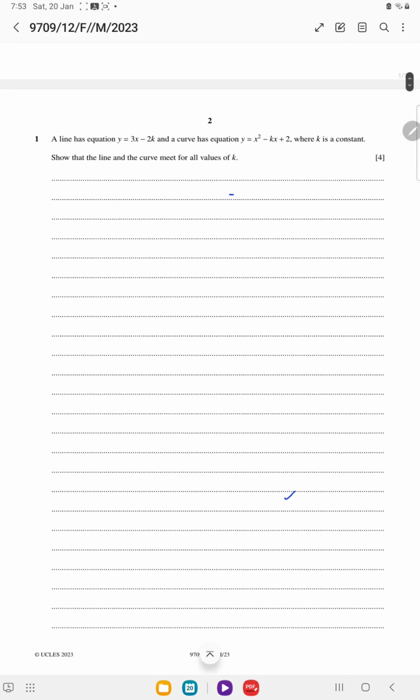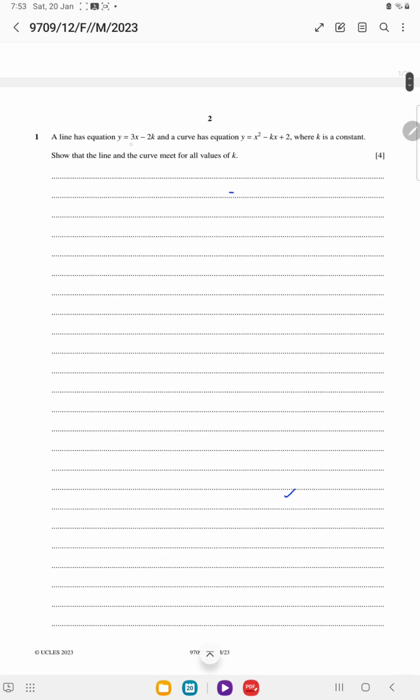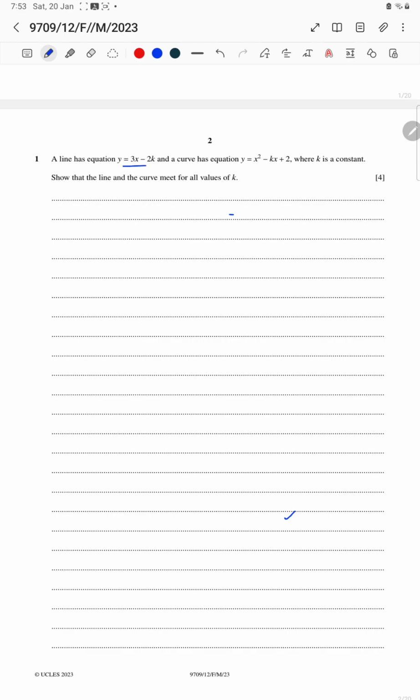The first question of this paper states a line has equation y equal to 3x minus 2k, and a curve has an equation x square minus kx plus 2 where k is a constant. Show that the line and the curve meet for all values of k. So meet means they cross each other. So first we need to solve for the point of intersection of the line and the curve. For that, compare the y coordinates for both.